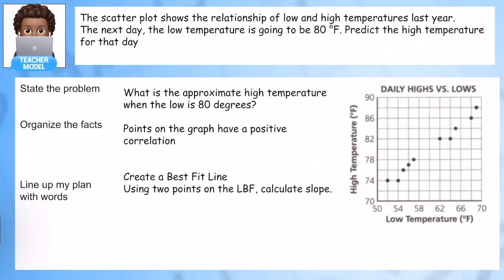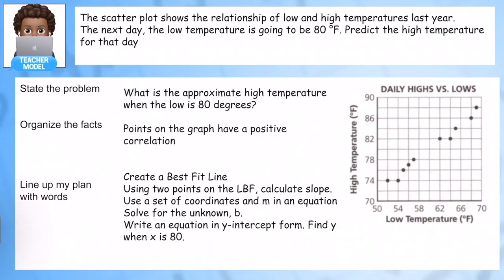We're going to use two of the points from the line of best fit to calculate the slope. And then we're going to take one of the clear points on our graph and the slope to create an equation and solve for b. So we're going to plug in y, m, x to figure out what the plus b is. Once we have our b, we're going to write a new equation in y-intercept form, where we're going to try and figure out the y when the x is 80. So that's going to be our plan. It's multiple steps. Hit pause and jot it down.